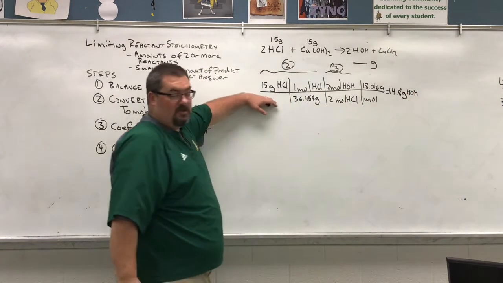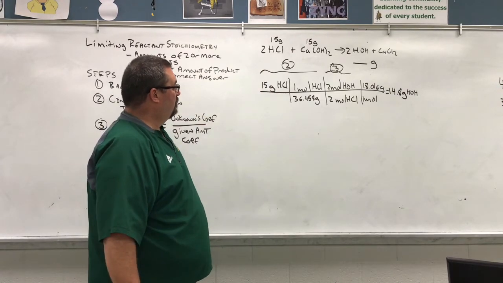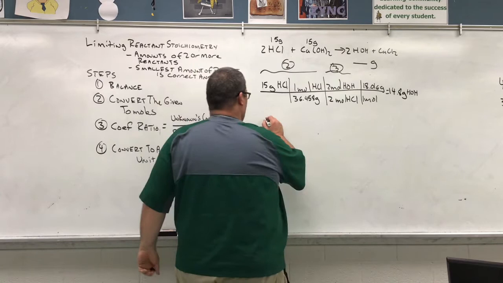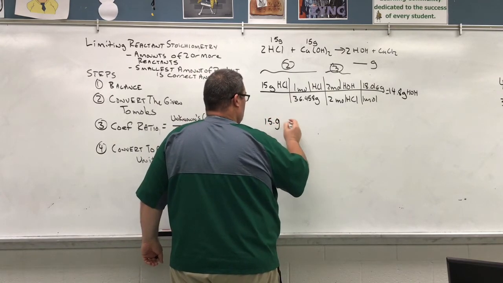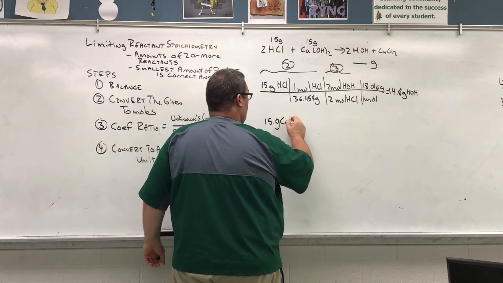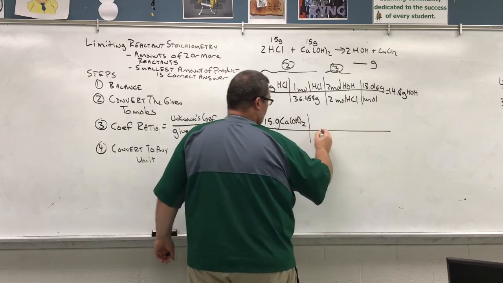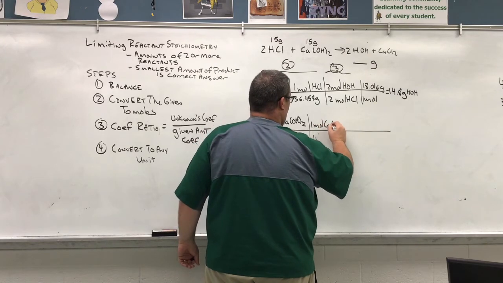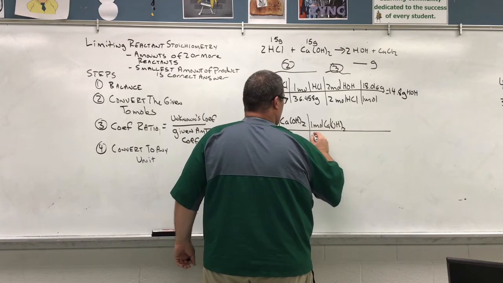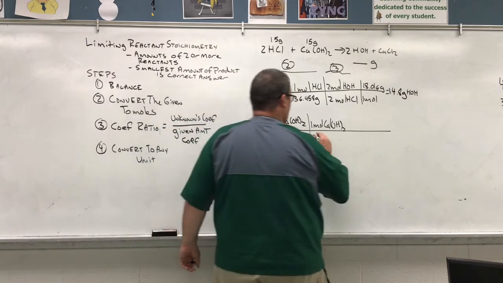And we get 14.8 grams if we use our HCl. Now we need to do the exact same type of problem using calcium hydroxide. So I've got my 15 grams of Ca(OH)2, and 1 mole of calcium hydroxide is, let me look on my paper, 74.096.